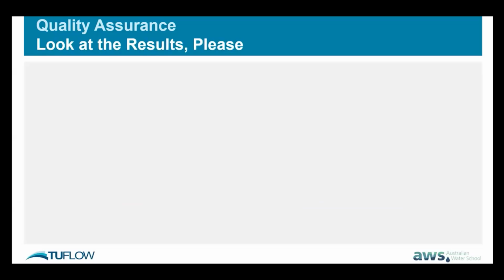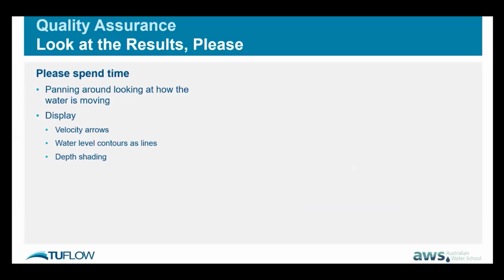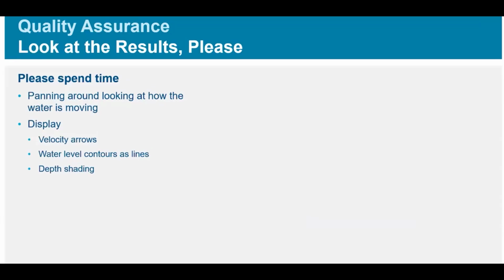But ultimately, it's all about looking at your results. Please, please, please spend time looking at your results, particularly with today's super stable schemes. What I really like doing is panning around, looking at how the water's moving around. Imagine you're in a kayak going down the river. I always tend to put on velocity arrows, and I like to show water level contours at a constant interval, 0.1, 0.2, 0.3 of a meter, and put some depth shading so I can see where the water is deep.